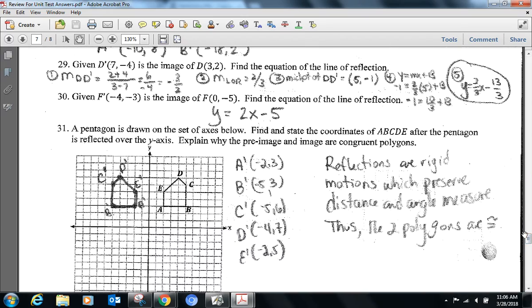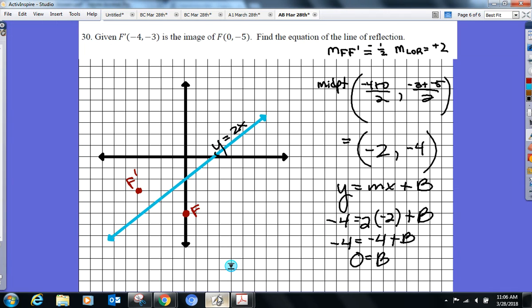How do I get 2x minus 5? Any ideas? I don't think I did. F prime, no, I can't go F, yeah, that's incorrect. It should be y equals 2x. That's the right equation.